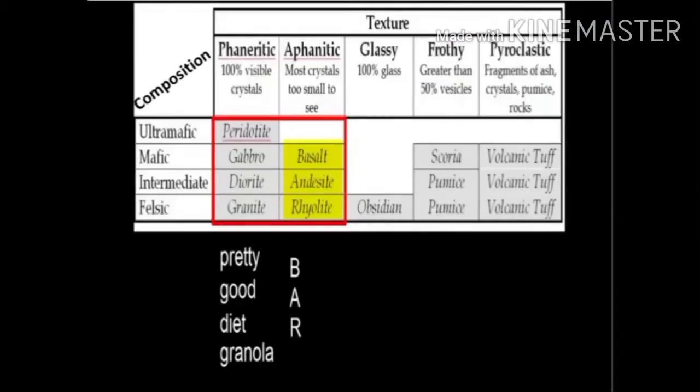We have the composition and the texture. We have 5 types of textures. The phaneritic, which is 100% visible crystals. Then the aphanitic, which are most crystals too small to see. Then the glassy, 100% glass. The frothy, greater than 50% vesicles. And the pyroclastic, the fragments of ash, crystals, pumice rocks. So the composition has 4 types: the ultramafic, the mafic, intermediate, and the felsic. So these are the examples of the rocks under their texture and the composition.